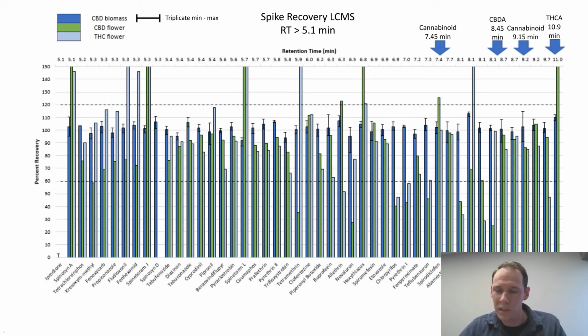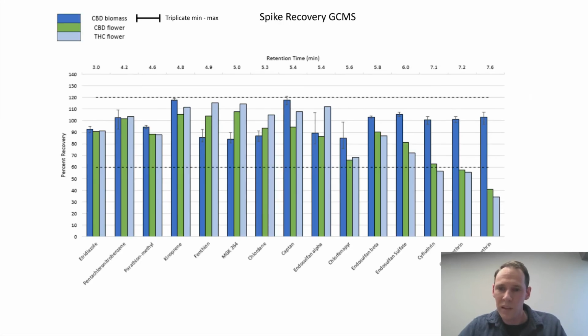And then again, you can really see the difference between the CBD biomass, which was specifically used to matrix match the calibration standards, compared to the results for those flower samples. And then moving on to the GCMS spike recovery results, you can see again that all of the tested analytes are within the acceptance range for the CBD biomass.